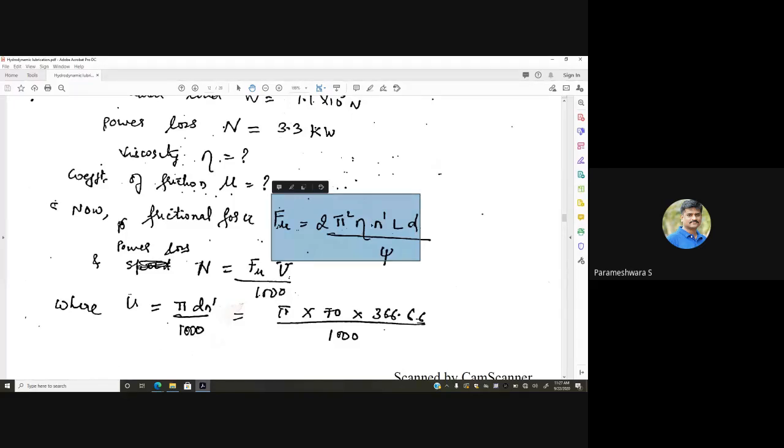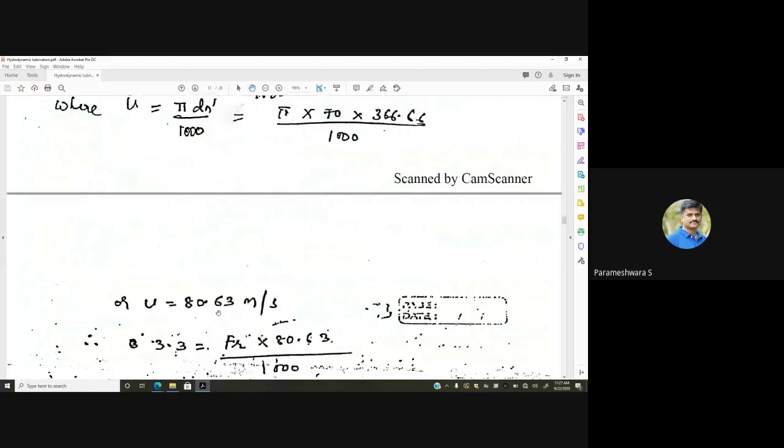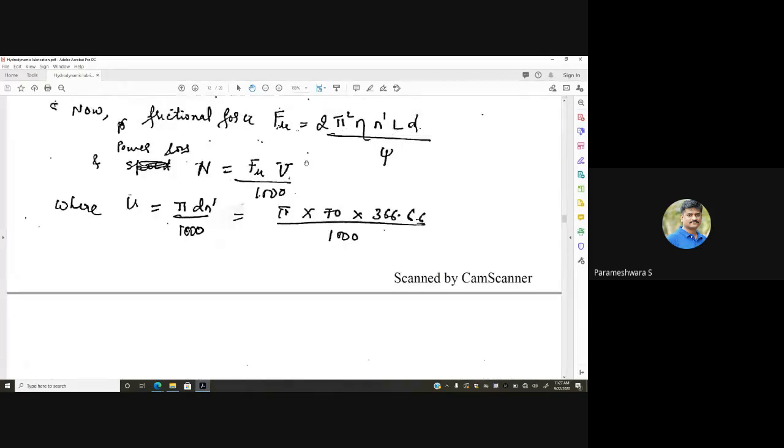Okay. So with the velocity value calculated, it comes out to 80.63 meters per second. Just substitute this value into this power loss equation. And you must always be very careful with this equation. That is the power loss equation.